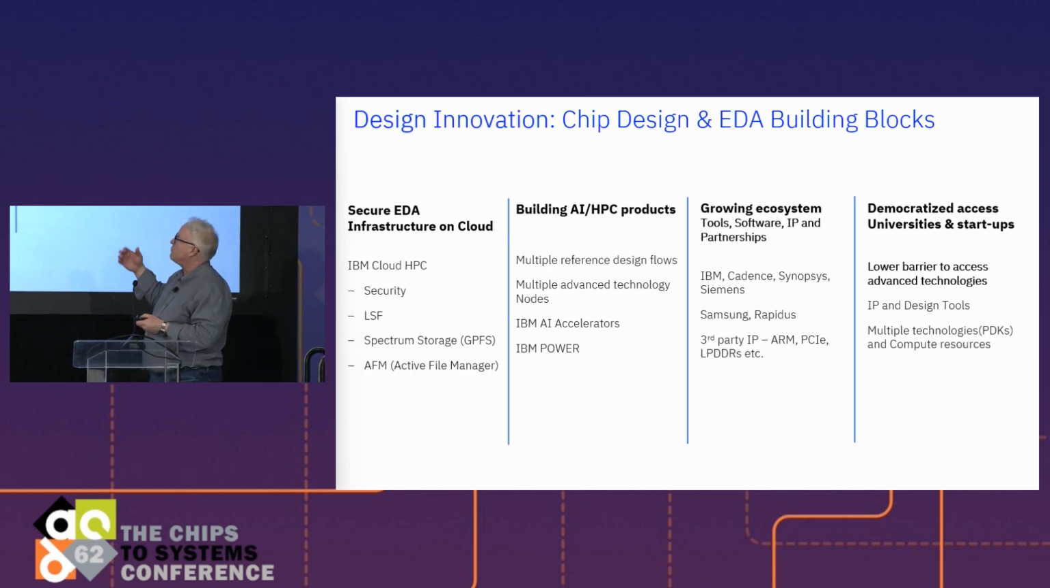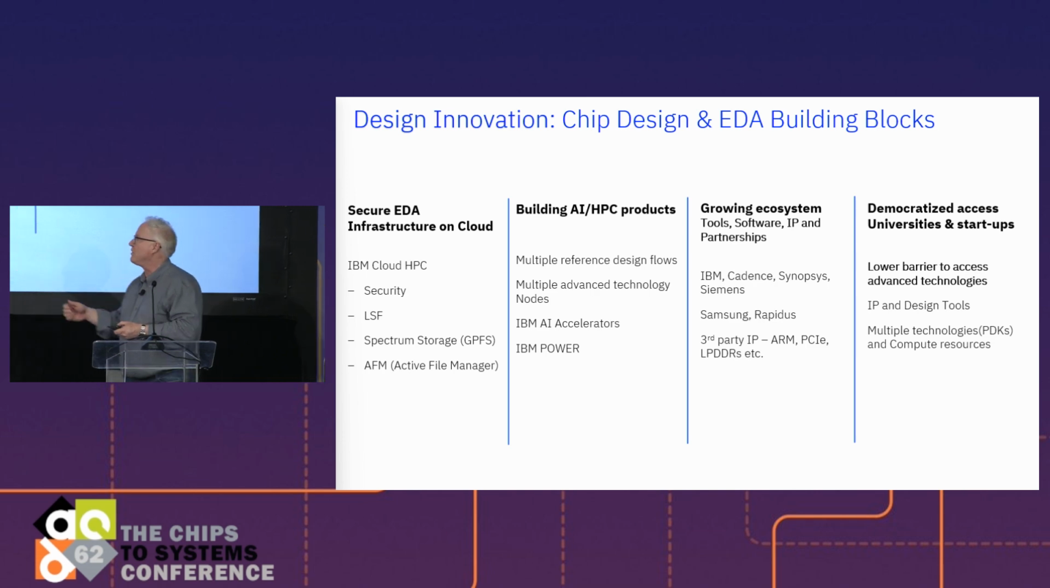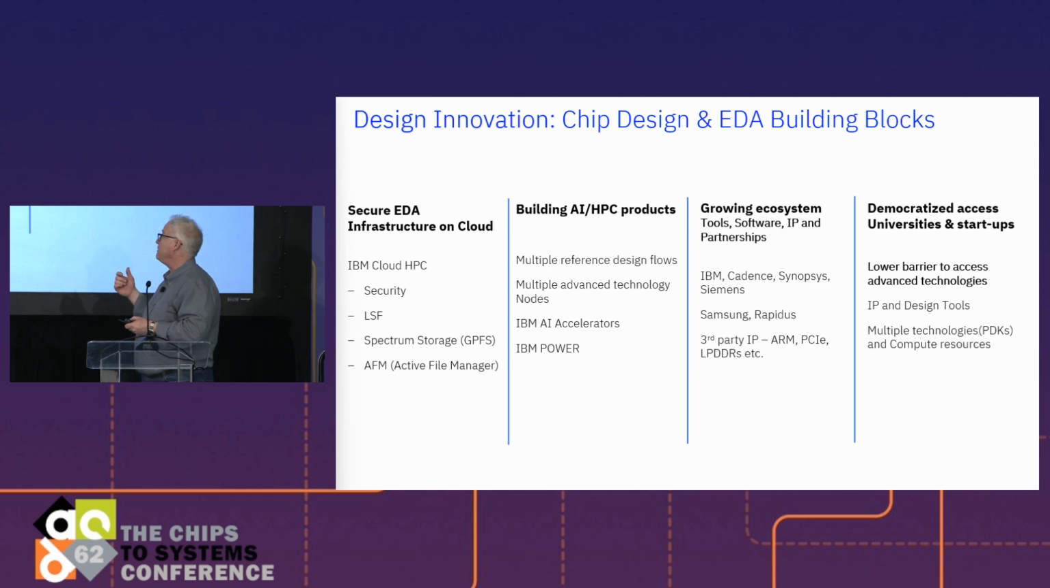So just to summarize, to bring this together, what are the things that are EDA building blocks that we're pulling together? Secure EDA infrastructure in the cloud that leverages all the components I just talked about: security, LSF, Spectrum Storage, and AFM. We're building AI and HPC products in our cloud today. We've got multiple reference design flows, advanced technology nodes, accelerators. We also offer IBM Power VSIs in the cloud, if you're familiar with Power. Power is one of the key solutions that can actually get you a higher performance as a compute platform than you might get from x86-64 because of its advanced multi-threading technology.